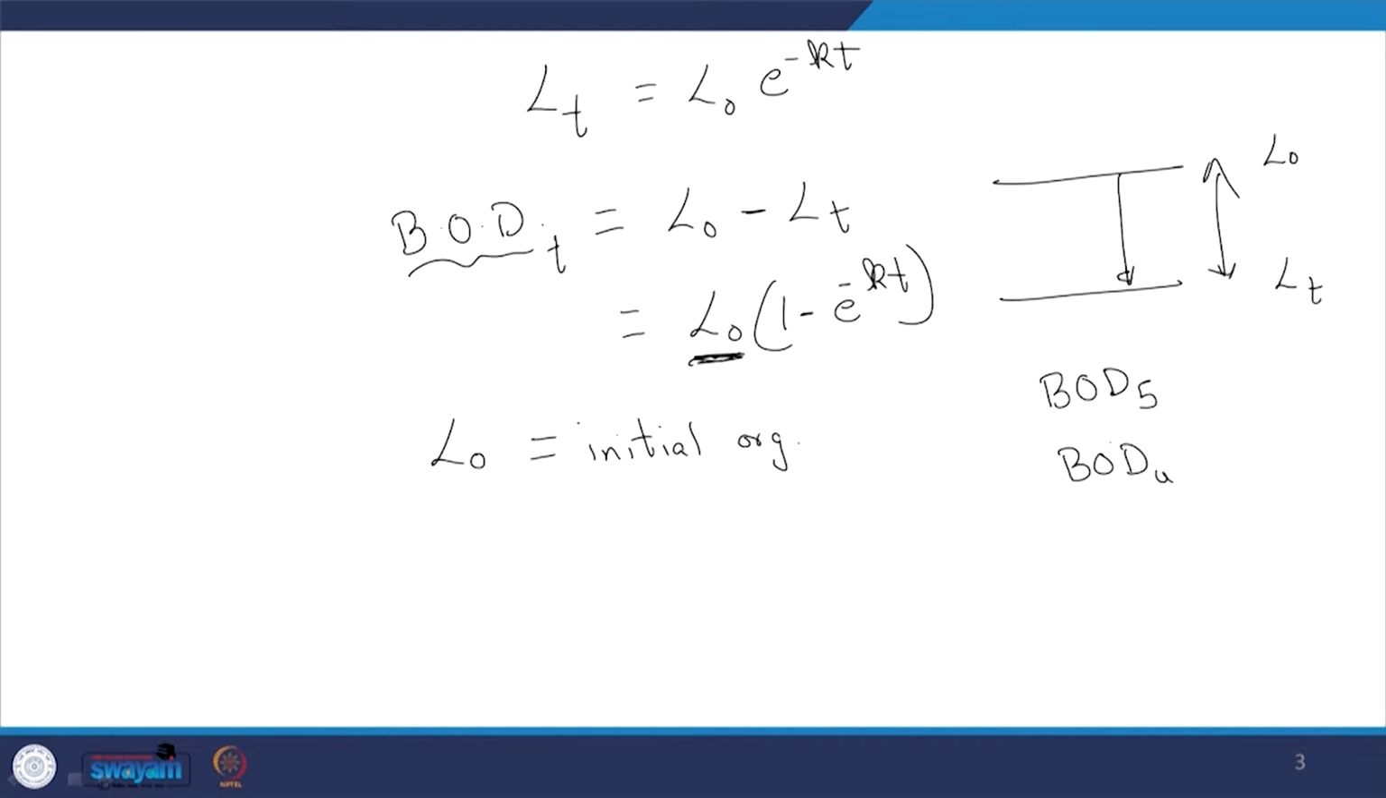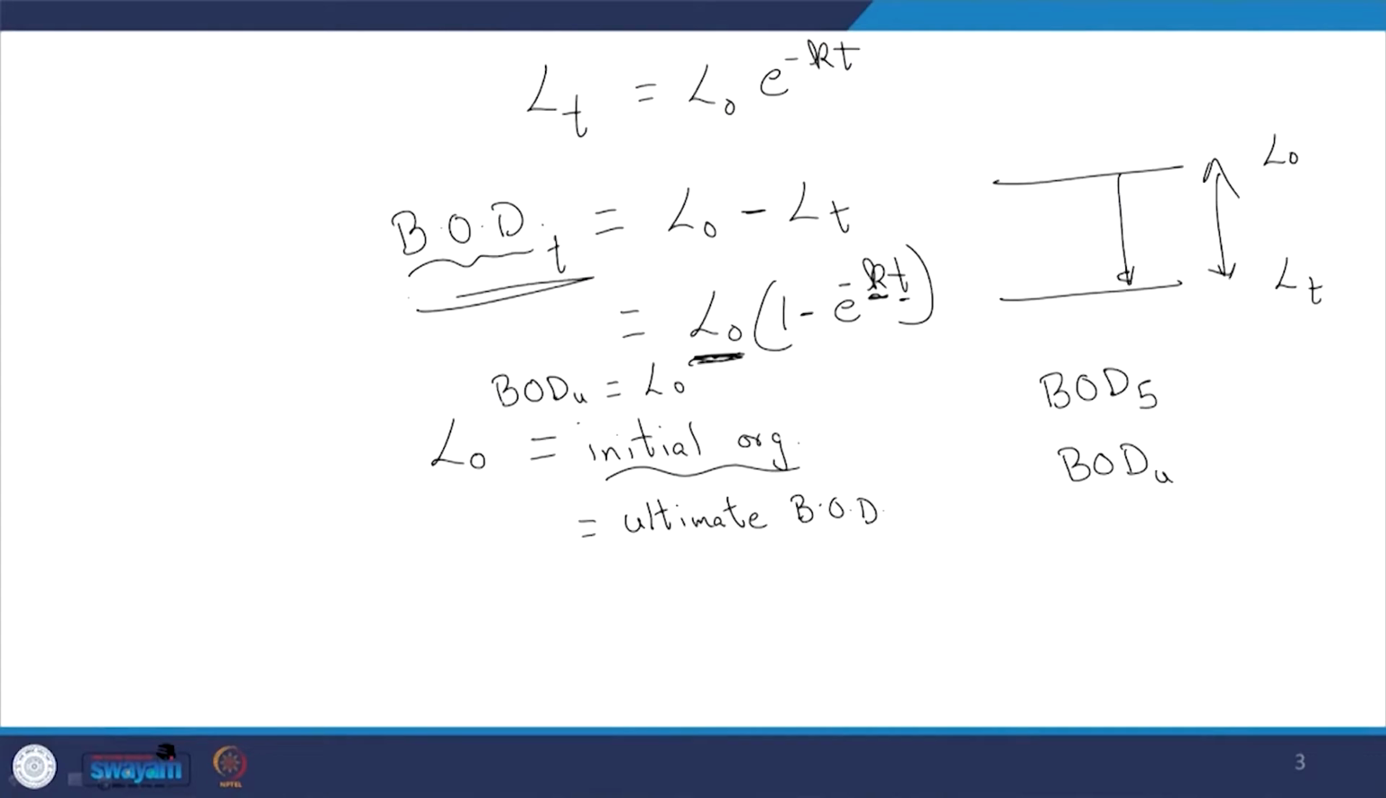What will that turn out to be? Let us say time equal to infinity, ultimate time, a lot of time. Then BOD ultimate will be L naught. L naught is the initial organic content, or if I measure it in terms of BOD, it is going to be equal to the ultimate BOD. And assuming the rate constant is more or less the same for a particular kind of wastewater at a particular temperature, I can get an estimate for k, and after a particular time, BOD 3, 5, 10 or such, I can calculate the BOD. So, that is the principle here.